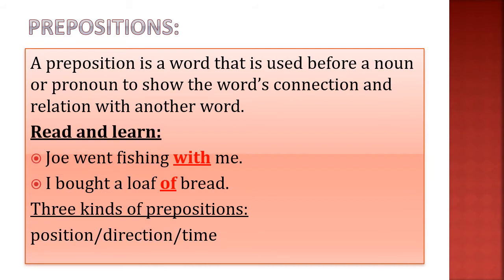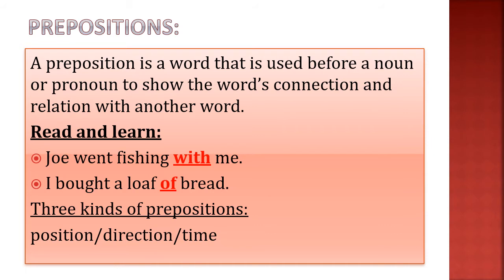Now let's see some examples. Read and learn. Joe went fishing with me. यहाँ with is the preposition. यहाँ हम with को preposition की तरह लेंगे. Joe went fishing with me. जो मेरे साथ जो है वो fishing करने गया. Second example है I bought a loaf of bread. यहाँ of is the preposition.